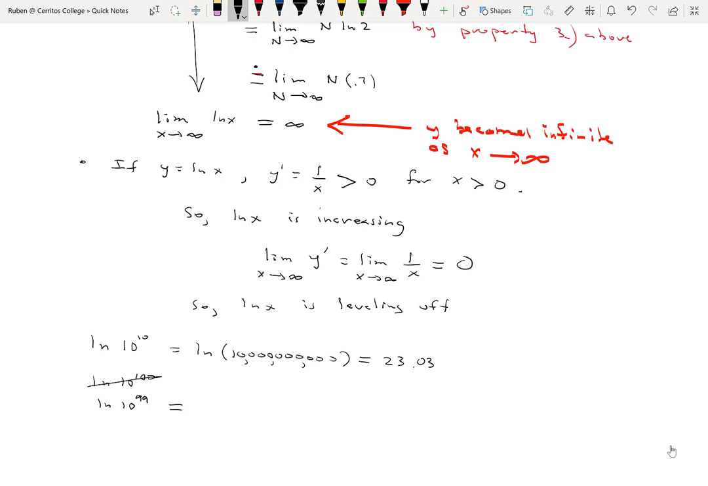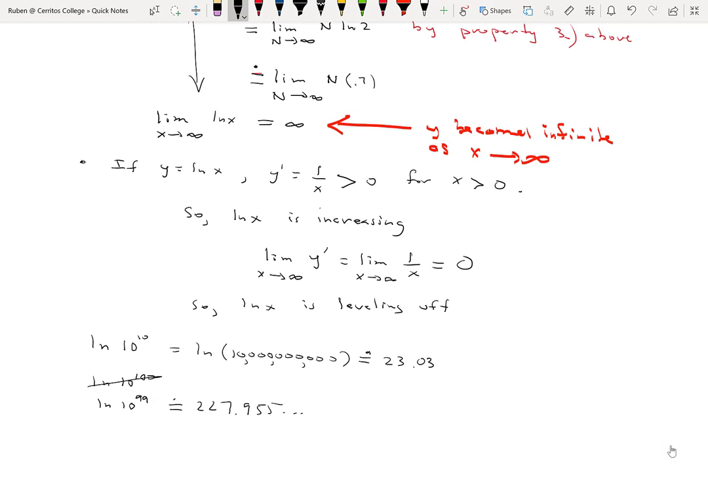approximately, these are only approximate values, 227.9 et cetera. It's only about 228. That's not a very big y value for such a huge x value.